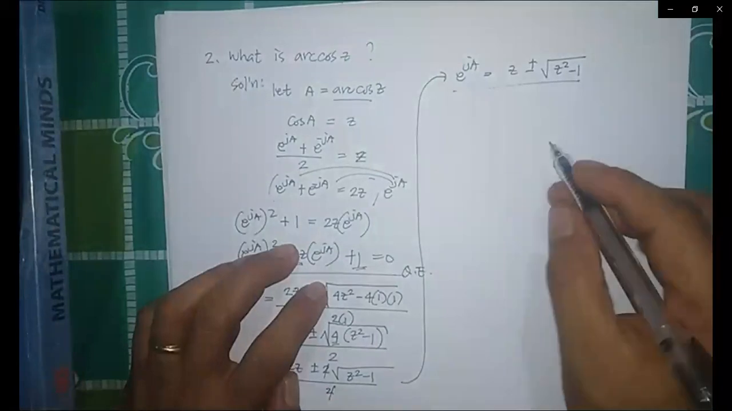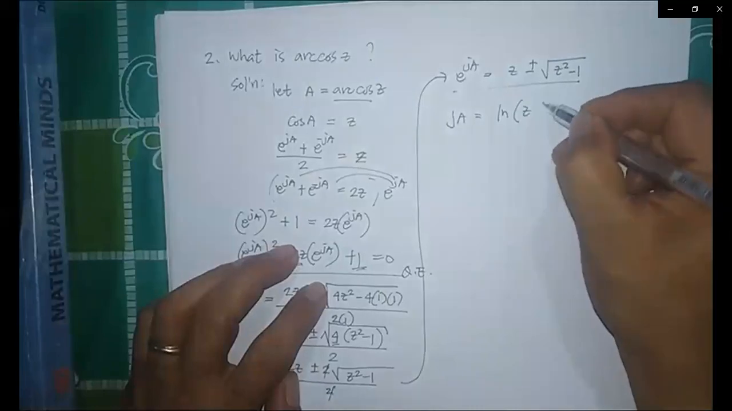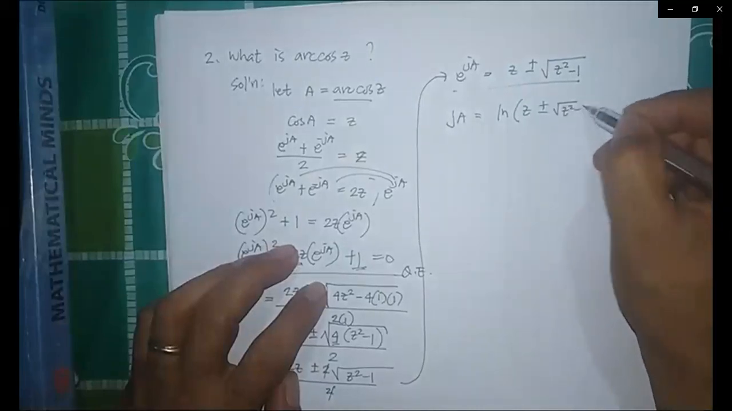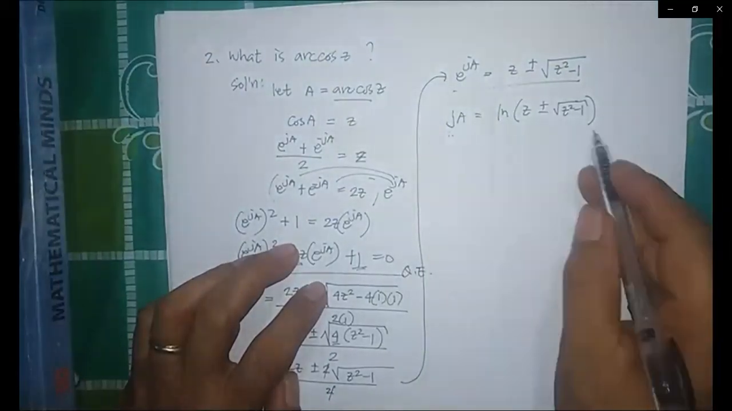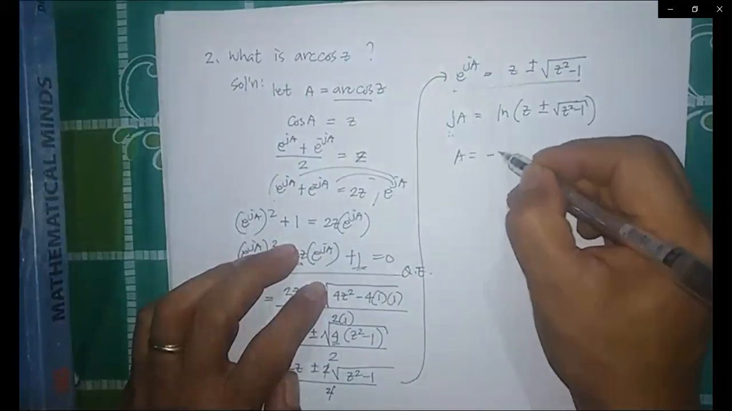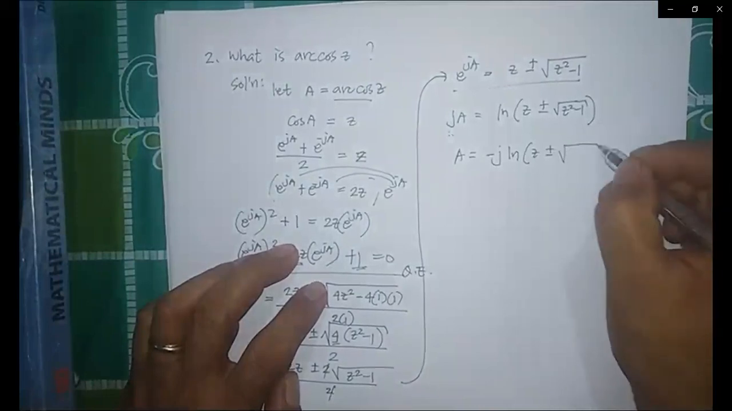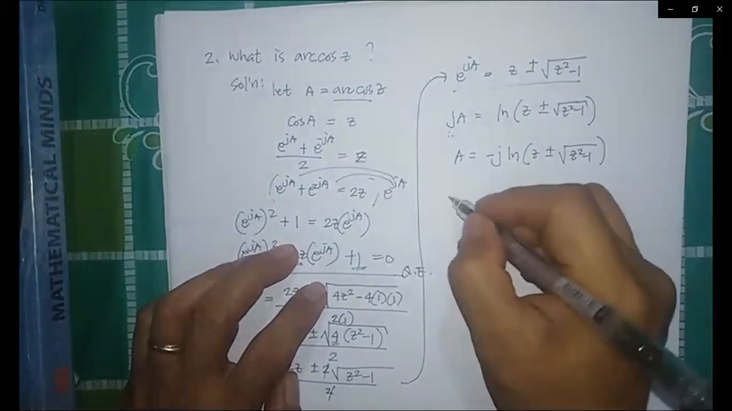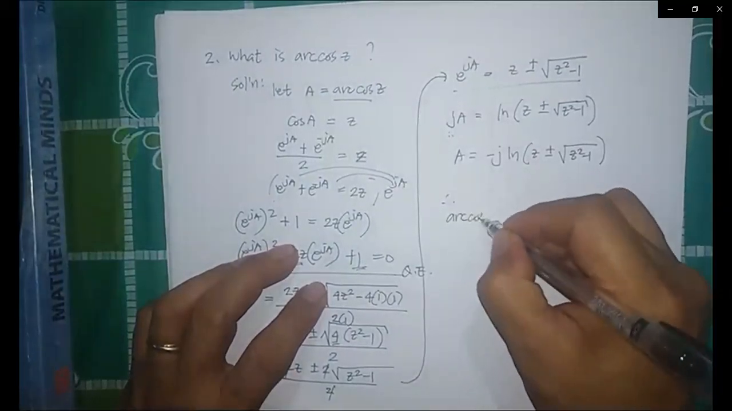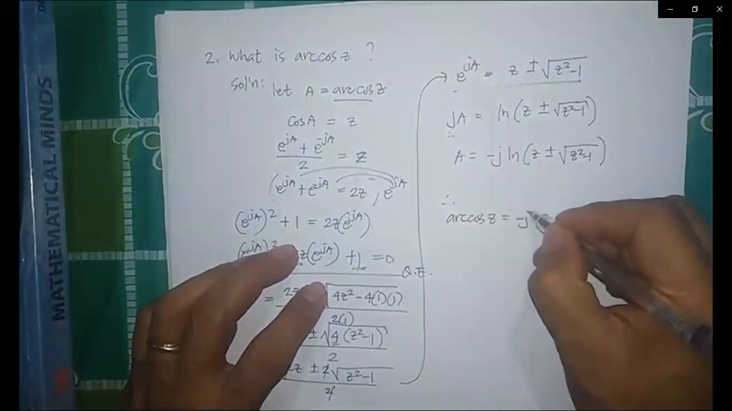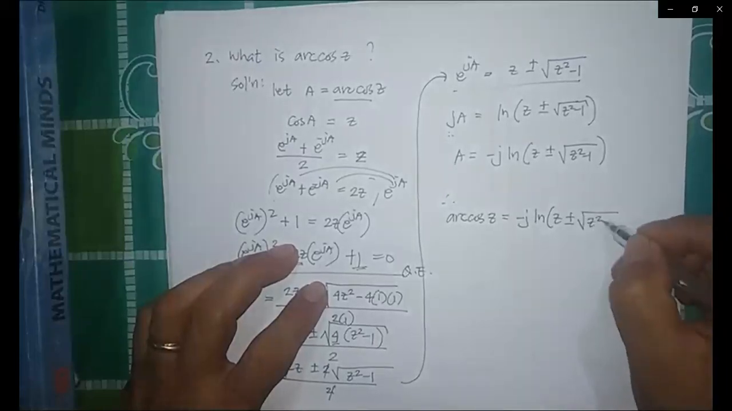Okay, now if we take the logarithm of the whole equation, that will become ja equals ln of z plus or minus the square root of z squared minus 1. And if we transpose j to the other side, that will become minus j times ln of z plus or minus the square root of z squared minus 1. Therefore, the arccosine of the complex number z is equal to minus j times ln of z plus or minus the square root of z squared minus 1.